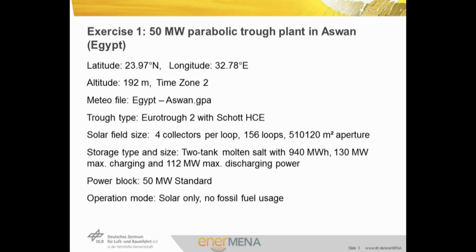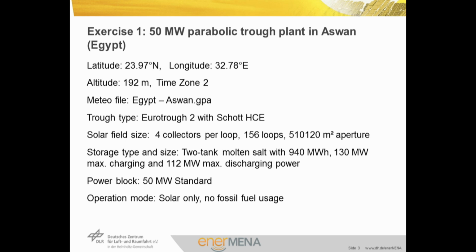In order to learn how to use Greenius, we will start with a first exercise. This exercise shall be a 50 megawatt parabolic trough plant located in Aswan, Egypt. The latitude and longitude as well as altitude and time zone are given here. A meteorological file called Egypt Aswan is provided with the software. As collector type, you should use Eurotrough collectors with short heat collecting elements. For the solar field size, 4 collectors per loop and a total of 156 loops should be used.